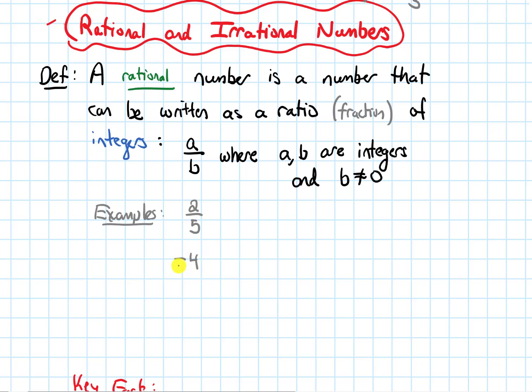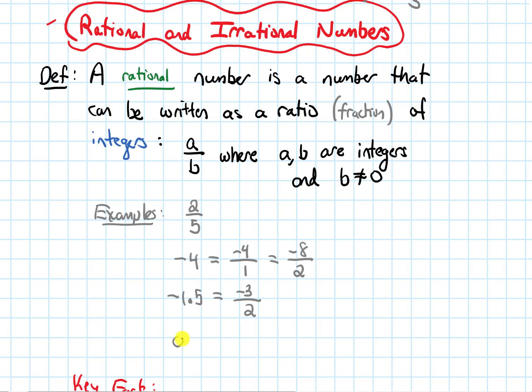-4 is also rational. It's not a fraction of integers right now, but I can write it as one. This would be, for example, -4 over 1, or I could also write it as -8 over 2. So there are many ways I could write this as a fraction of integers, so that's definitely rational. What about something like -1.5? This is a decimal, but I can write it as a fraction. This is -3 over 2, a fraction of integers, so that makes it rational.